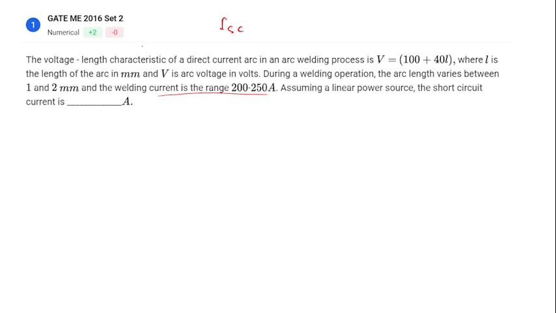Short circuit current. So one formula that we have seen, V divided by V open circuit plus I divided by I short circuit is equals to 1. This is the one formula that we have seen for VI characteristic. So what they are asking you is I short circuit. Firstly, they have given you a range, minimum and maximum, for both arc length and the welding current. So this is your VI characteristic, right?